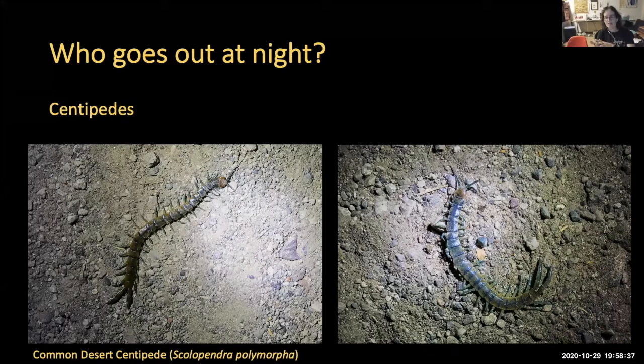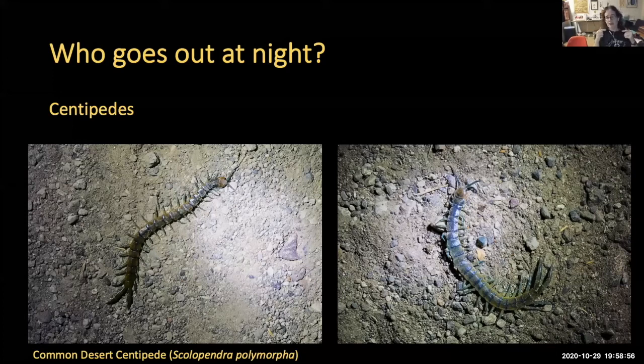Centipedes usually run very fast and they're venomous. They have venom coming out from specialized jaws right next to their face. So you can see these are the antennae. This is the head, and it's kind of difficult to see in this photo, but these are the maxillipeds, specialized legs that they use to inject venom.